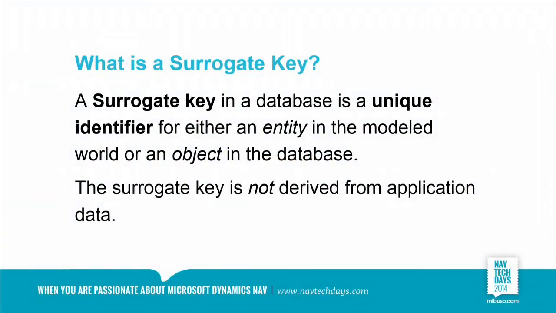So I came up with something that I later found out is called a surrogate key. A surrogate key is basically a unique identifier in the database for either an entity in the model world or an object in a database. It's just a unique identifier on any record in a database that is not derived from any of the application data. So it doesn't care about what you have in the record. It's just a unique value.